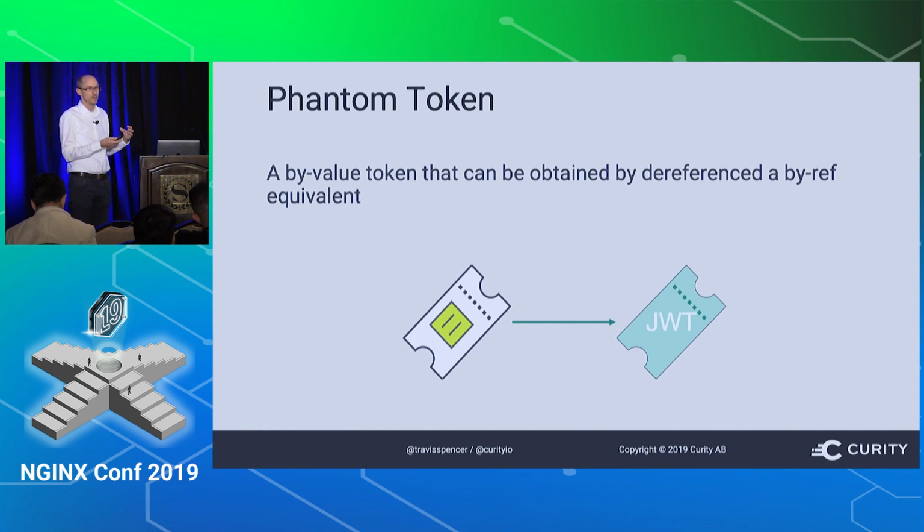So we want to dereference this token, but what it dereferences to is a by-value equivalent. And a by-value token has all of the user information inside of it. The most common one to do would be a JSON Web token. And the JSON Web token is signed so that it can't be tampered with, so that as it's passed deeper into the network, the backend microservices are going to know that this came from the OAuth server that it trusts.